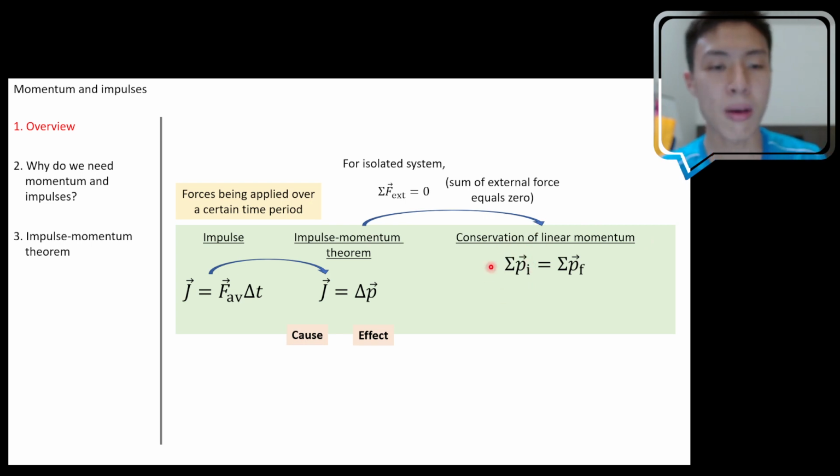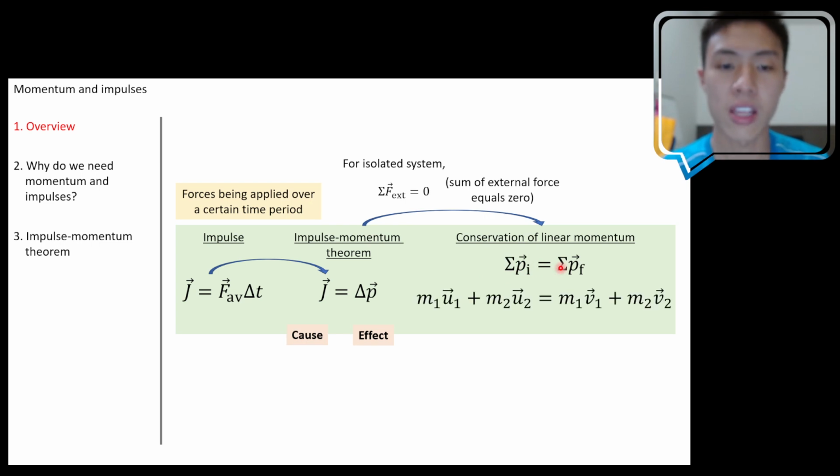Okay, so the sum of momentum initial will be equal to the sum of momentum final. And if you expand it, then you have the sum of momentum of each object initial equals the sum of momentum of each object final. Okay, so this is the principle of conservation of linear momentum. So that's a rough overview of what we'll be discussing for momentum and impulse. And in the next video, we'll be talking about why we need the new quantity impulse.